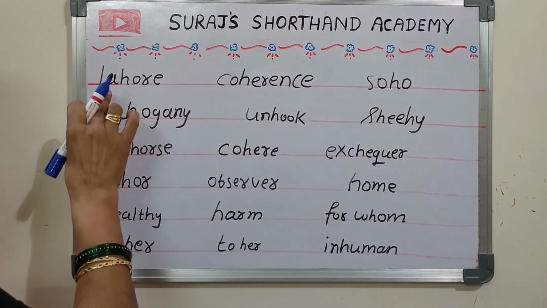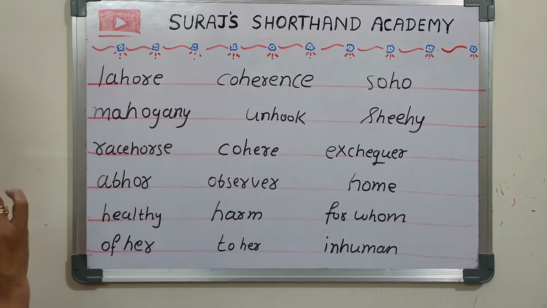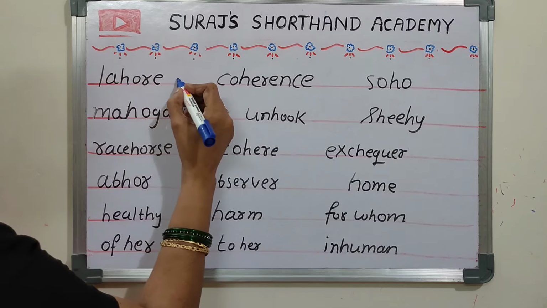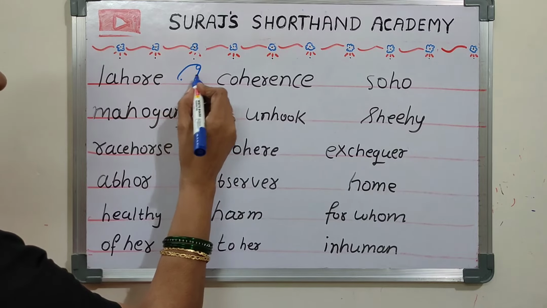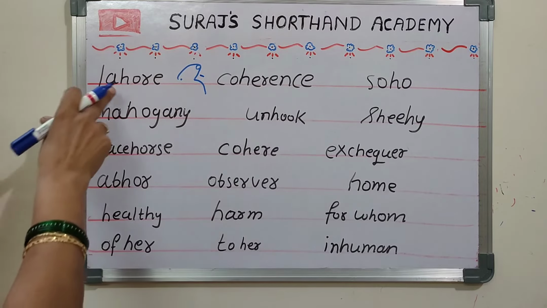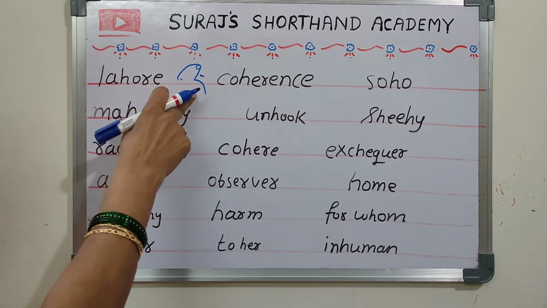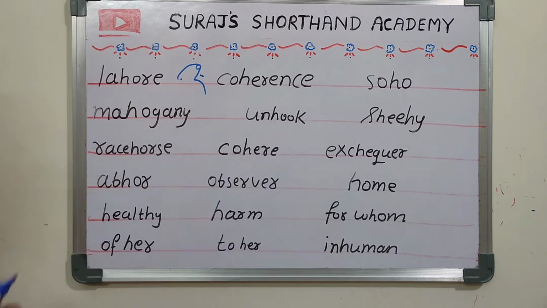Now, you know how to write Lahore. You can also try. La means above the line. Ho. Without practice also you can try. La, ho. Is there any mistake? You can copy the same.